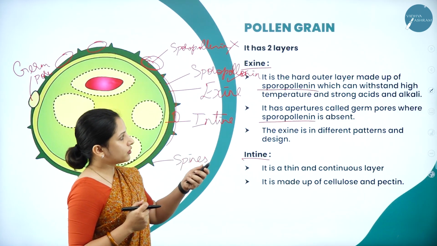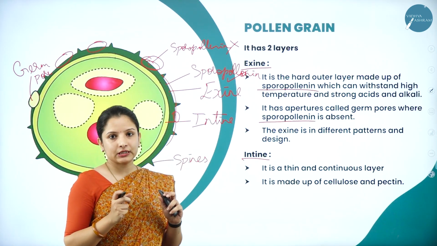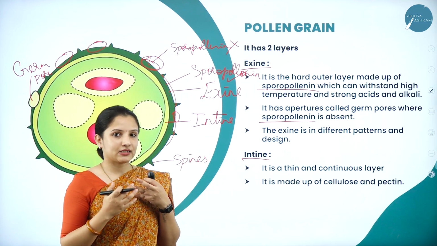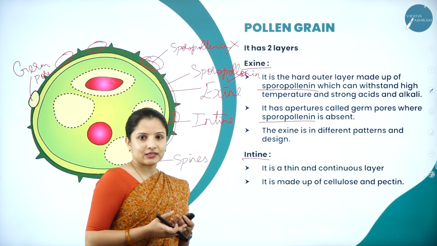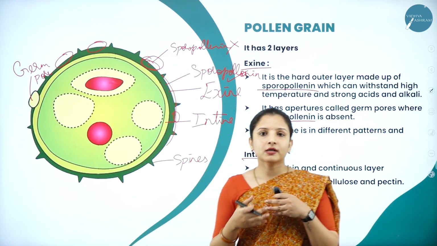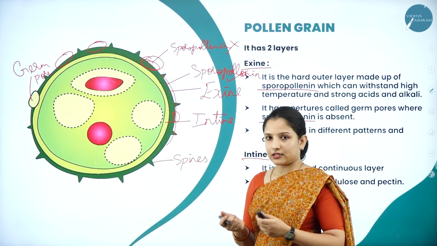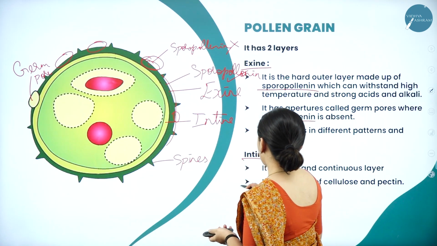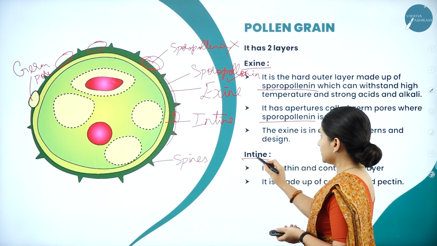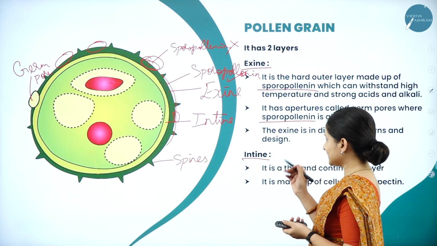So the sporopollenin helps the pollen grain to withstand high temperature, as well as strong acidic and alkaline conditions. So that is why it is very, very important. Next we'll move on to the inner layer, that is intine.